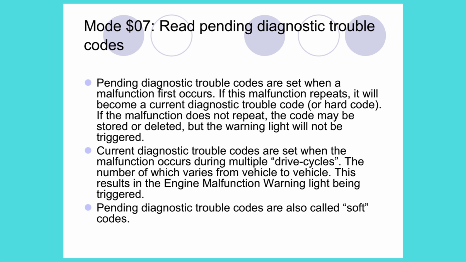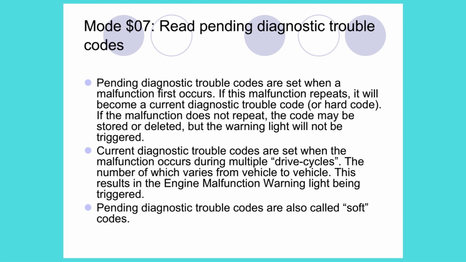Mode 7. Read pending diagnostic trouble codes. Pending diagnostic trouble codes are set when a malfunction first occurs. If this malfunction repeats, it will become a current diagnostic trouble code or hard code. If the malfunction does not repeat, the code may be stored or deleted, but the warning light will not be triggered.